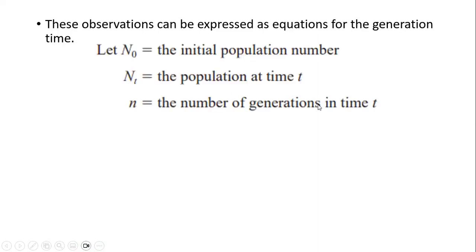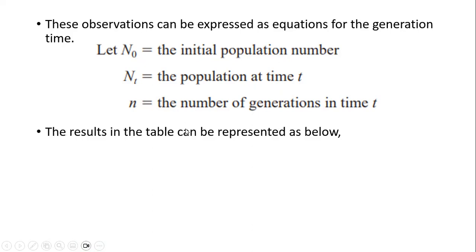So these observations can be expressed in the form of an equation for generation time, in which n0 will represent the initial population number, nt will be the population at time t, and small n is the number of generations in time t. So the results in the table can be represented as nt, that is the population at any time t, is equivalent to n0, that is the initial population, multiplied by 2 to the power n, where n is the number of generations.